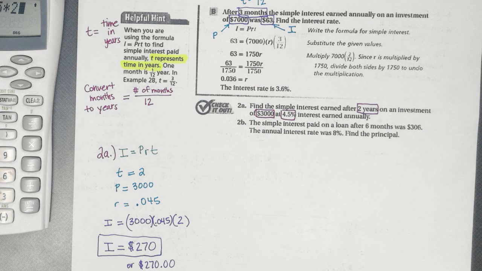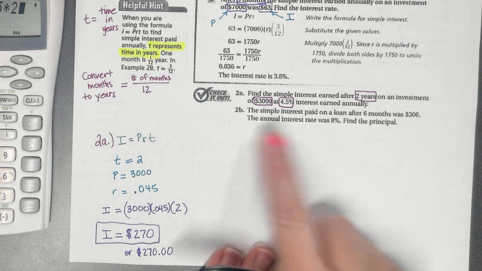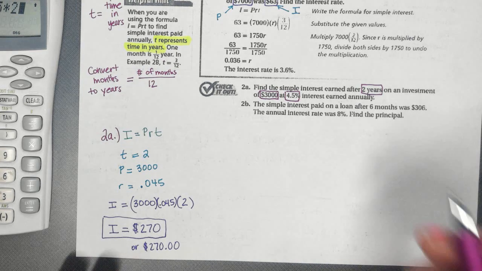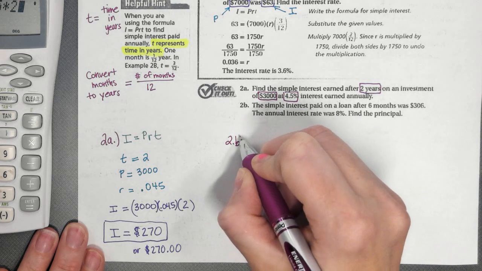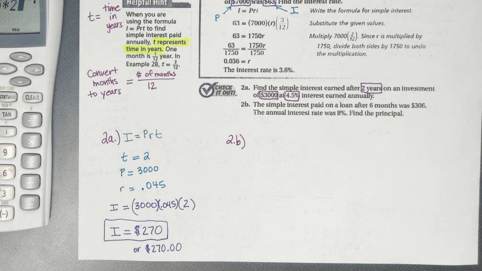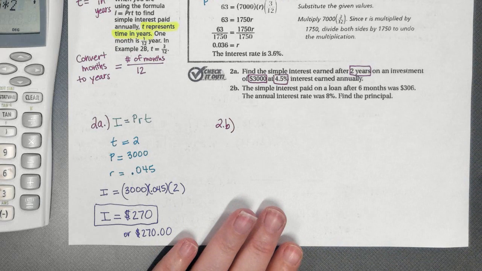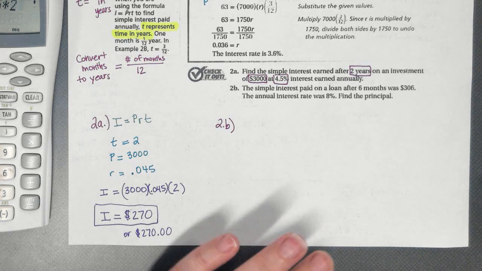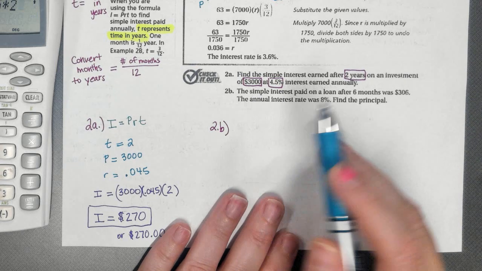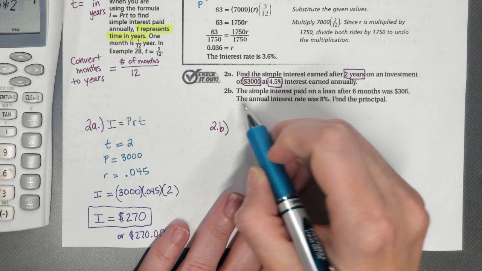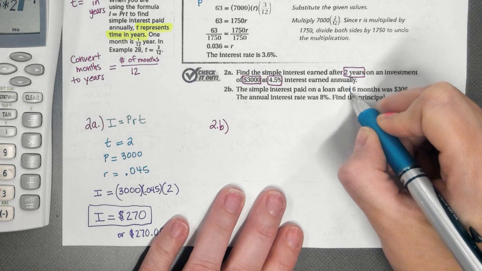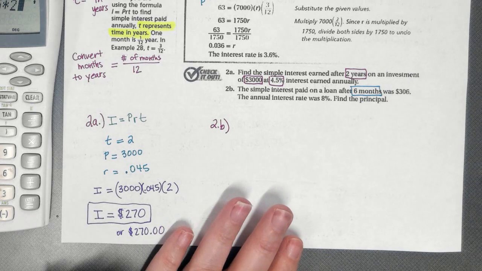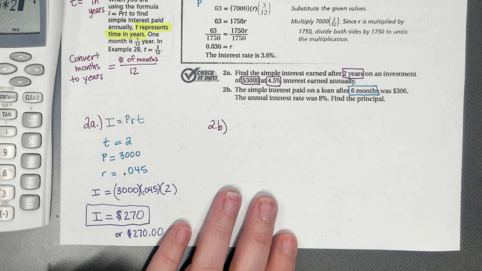Okay, so we're going to do this together for 2B. And I'm going to walk you through it, okay? So for 2B, we're going to box in, again, we're just going to box in the numbers as we read it. So when you're doing this on your own, I would read this in my mind, but I'm going to read it out loud to you. So it says the simple interest paid on a loan after 6 months. So I'm thinking, okay, 6 months is going to be the time. Okay, so 6 months is going to be part of the time.